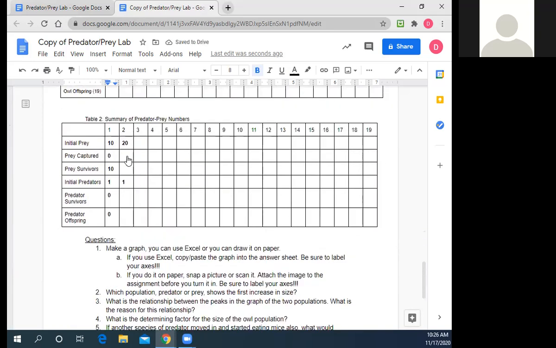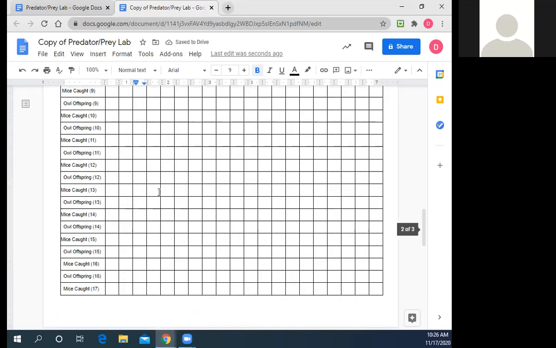Jump down to table 2. Prey captured, 4. Prey survivors, 16. Predator survivors, 1. Predator offspring, 0. So for our initial prey, we see that 16 survived, which means I add 16 more. Which means my initial prey, we're up to 32. That's 16 doubled. Initial predators, still 1. Our owl has not gotten to reproduce yet. And now we're ready to start with generation 3.